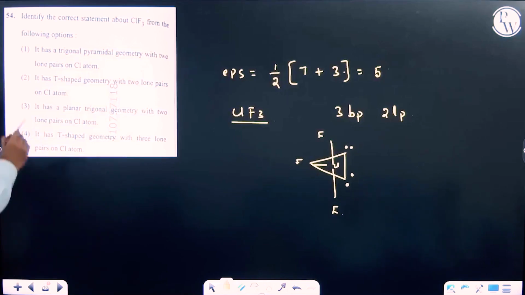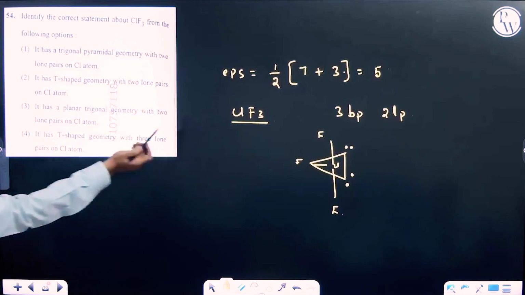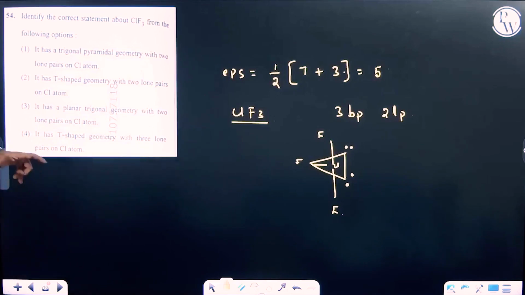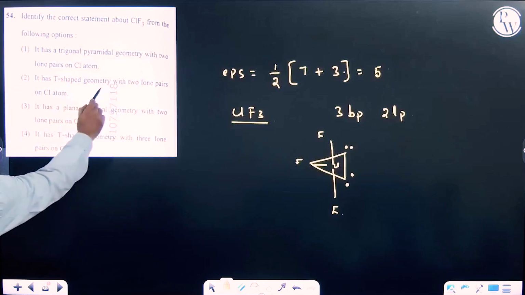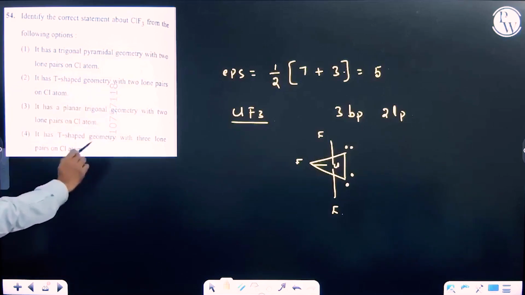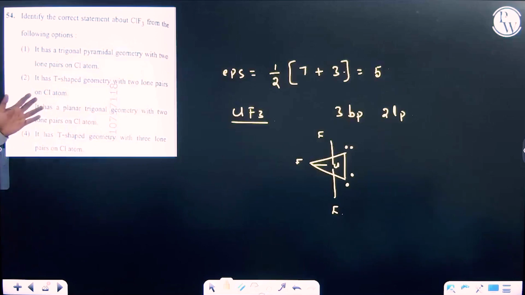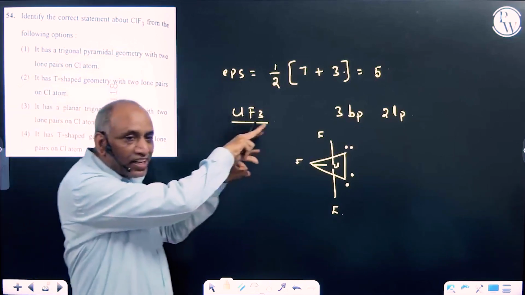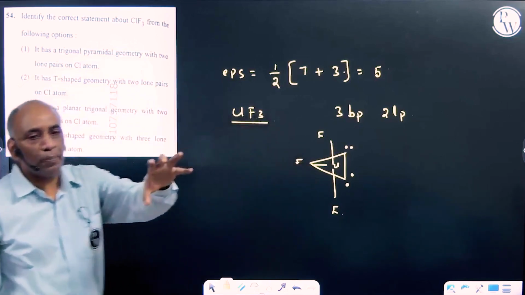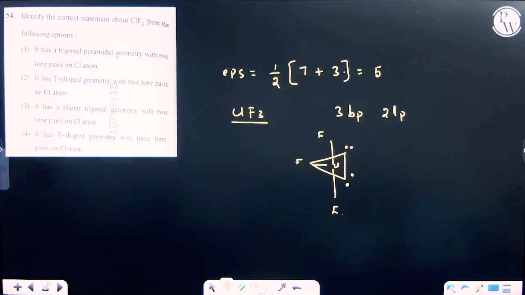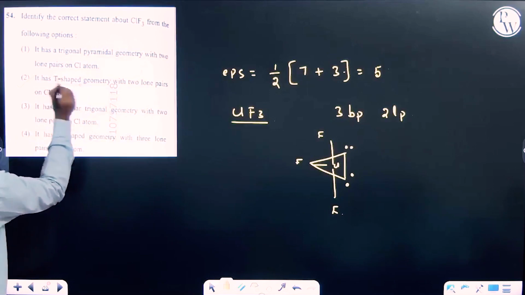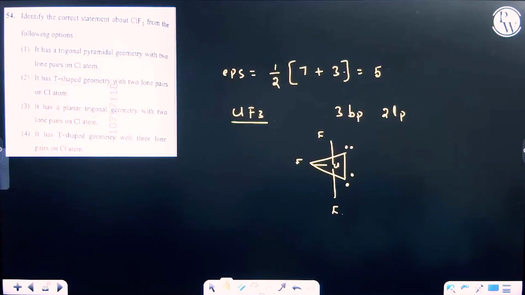So it has a T shape with two lone pairs of electrons occupying equatorial positions. It is a T-shaped geometry, as given, with two lone pairs on the chlorine atom. So you need to go for option 2 only. Actually, we should use the words trigonal bipyramid geometry with two lone pairs occupying equatorial positions. Shape is T. Since he has mentioned T-shaped, the shape is T. So it has a trigonal bipyramidal geometry with two lone pairs on the chlorine atom.